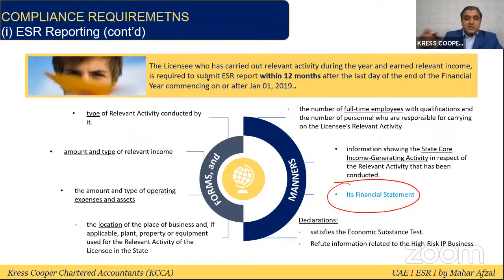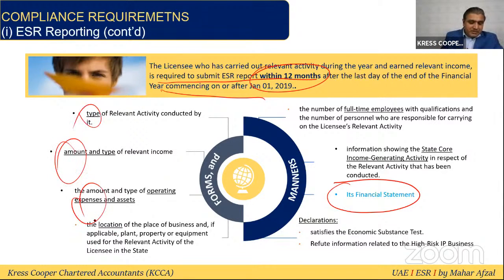They said a licensee who carried out a relevant activity needs to submit the ESR report maximum within 12 months from the end of the relevant financial year. So if a relevant financial year is ending on 31st December 2019, the reporting timeline is 31st December 2020. There are no other changes. Type is there, amount, expenses, location, full-time employees, state core income generating activities.